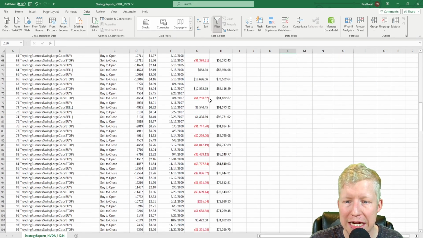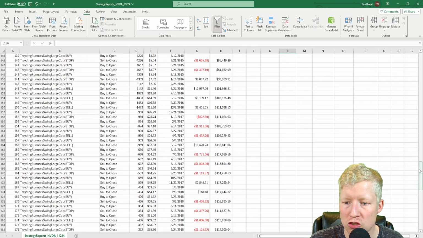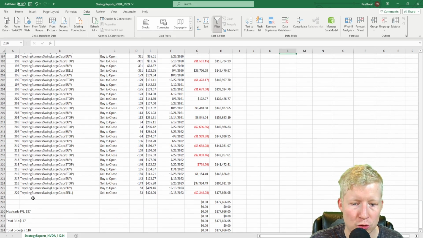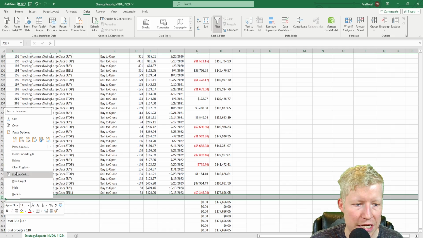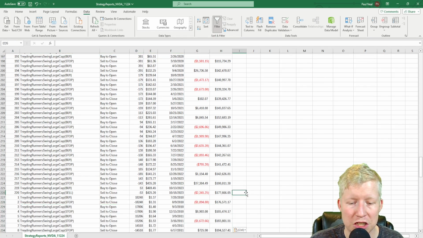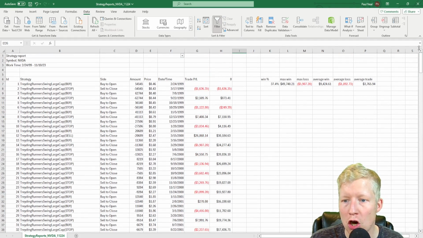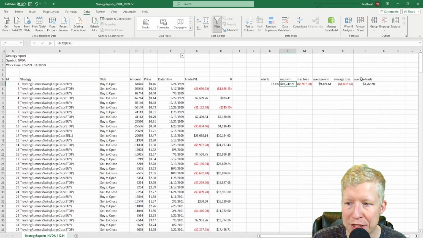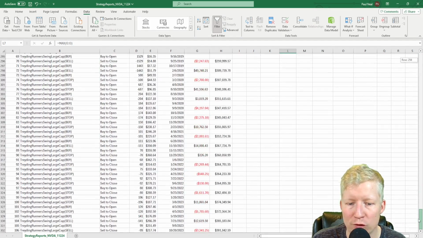I'm going to go back to my initial report, and I'm going to scroll to the bottom. Let's go ahead and insert a row here first. It's not going to let me because it's got insert copied cells. That's fine. Let's just go ahead and paste them all in. You now have all of your NVIDIA trades and all of your Tesla trades, and they are all on this list now. You have a max win of 49,000, a win percentage of 37.4%.